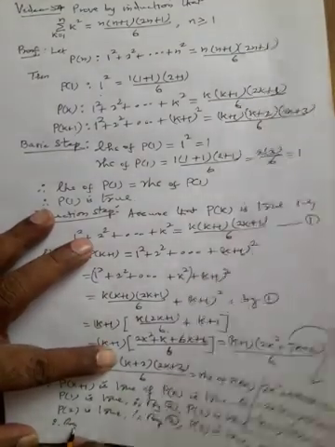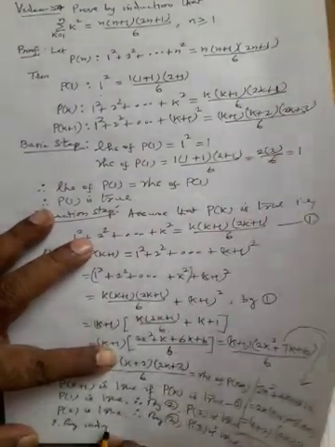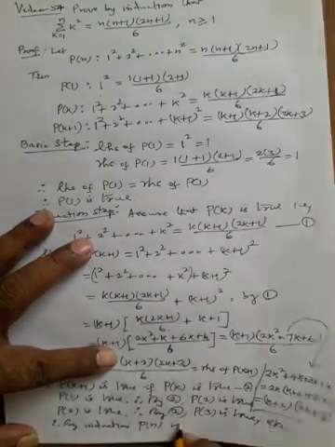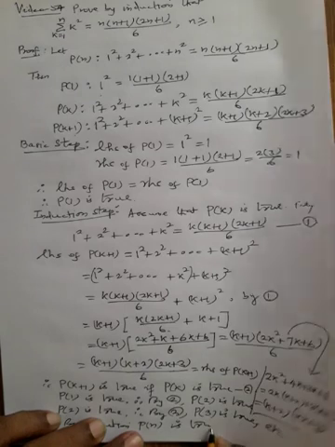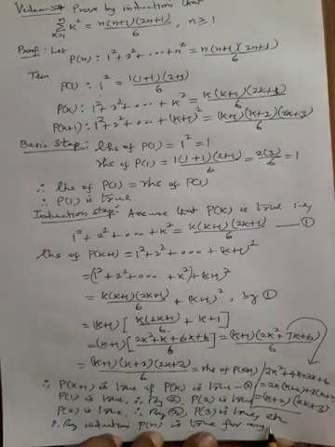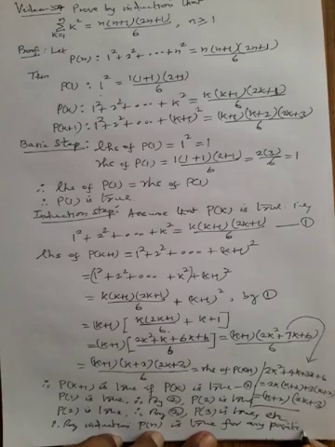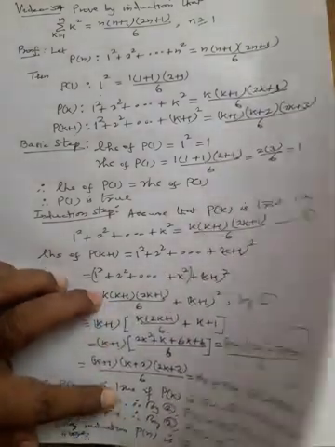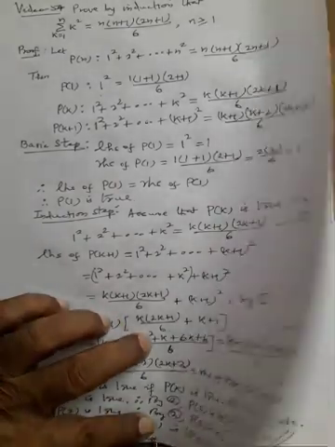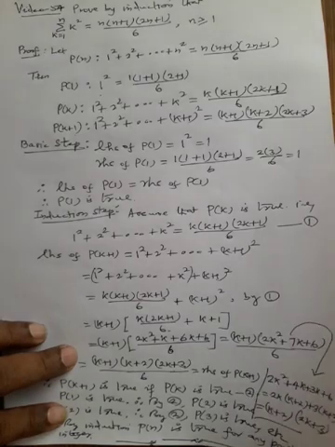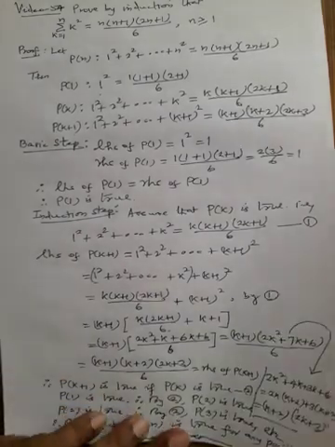Therefore, by induction, P of n is true for any positive integer. That is what we want to prove, because the given statement is taken as P of n. Therefore, we need to prove P of n is true for any positive integer n.